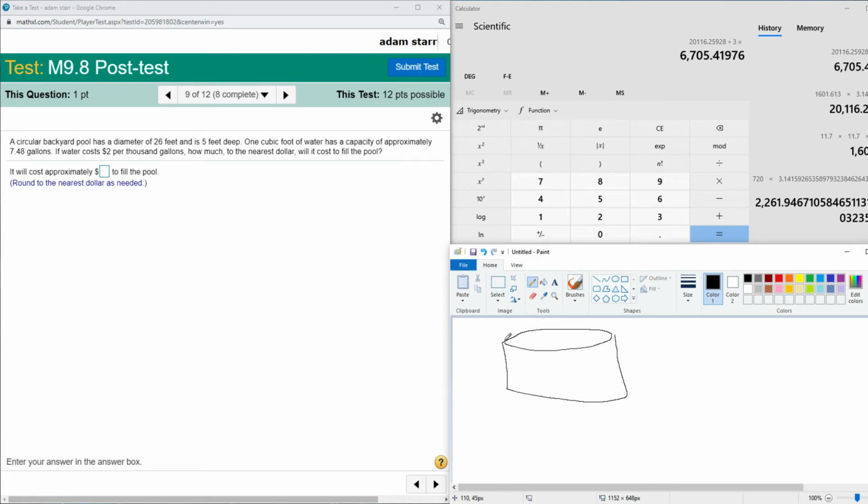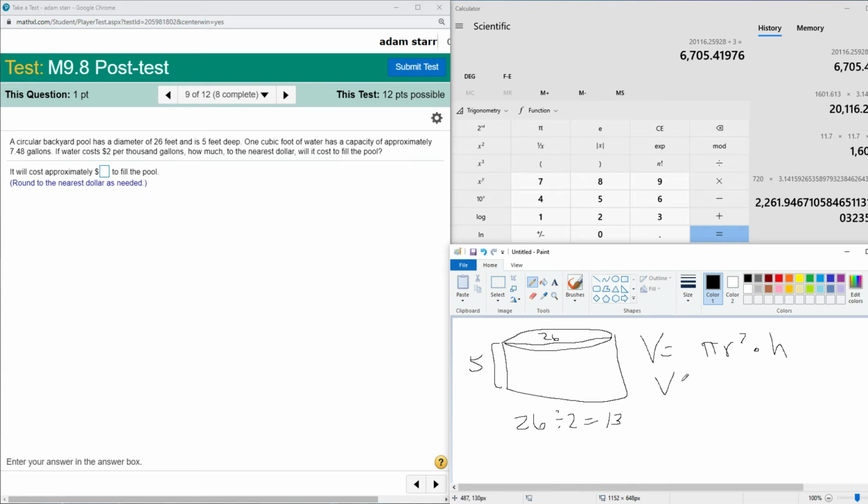It's saying what the diameter of this is, it says it's 26, and it's saying how deep it is, which would be the height here, of 5. So again, we're talking about a cylinder. We're talking about filling the pool, so we're talking about the volume. Volume of a cylinder is pi r squared times the height. Again, it's giving the diameter. So to find the radius, we take this diameter, 26 feet, and we divide it by 2. So my radius is 13.